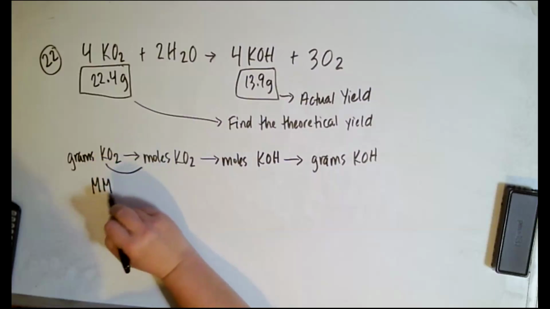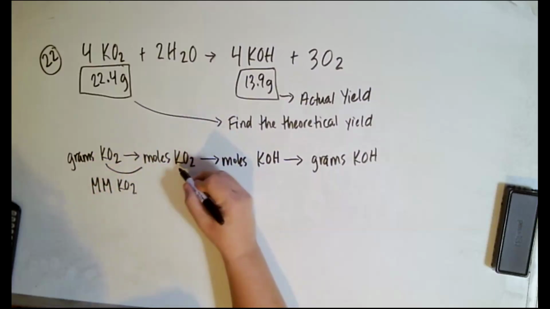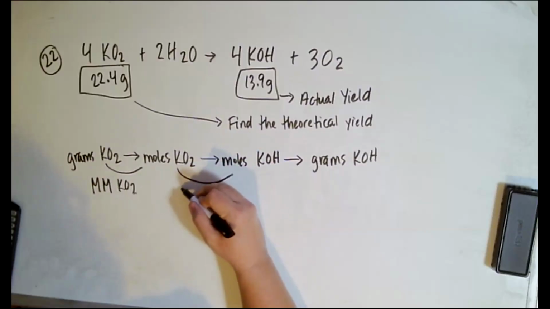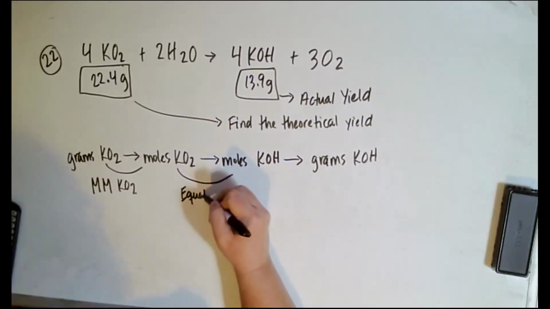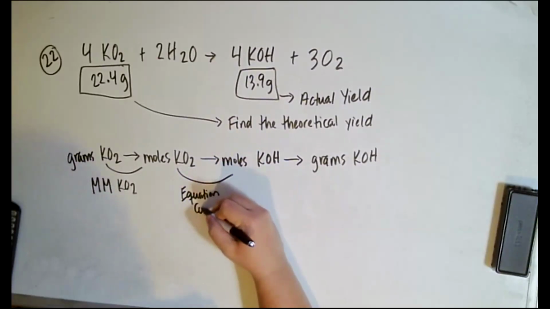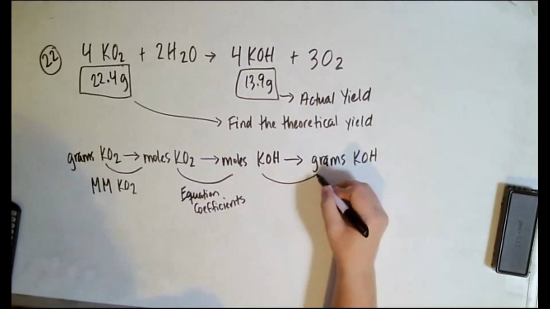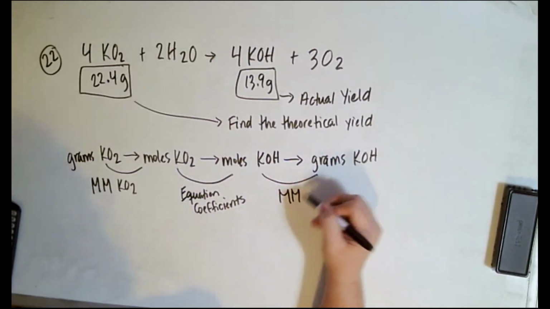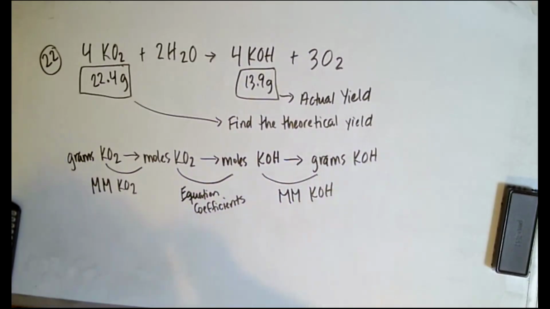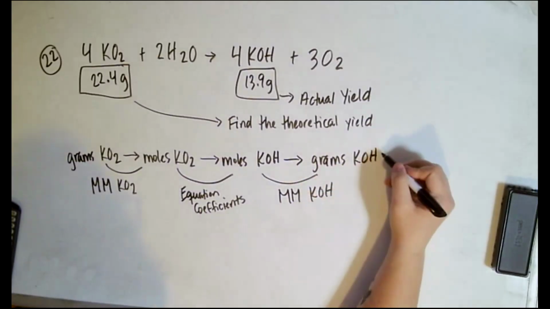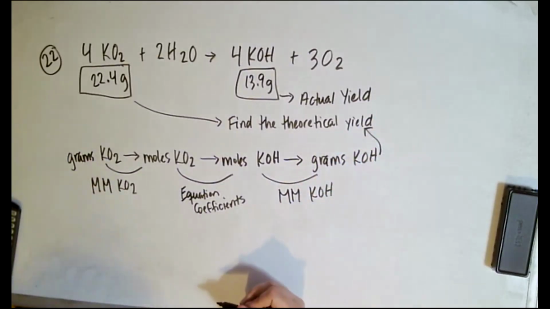Okay. So this first step, we're going to do the molar mass of KO2. Second step, our equation coefficients. Third step, molar mass of KOH. And once we have this value, this is going to be our theoretical yield value. And then once we have our theoretical yield, we can calculate our percent yield.